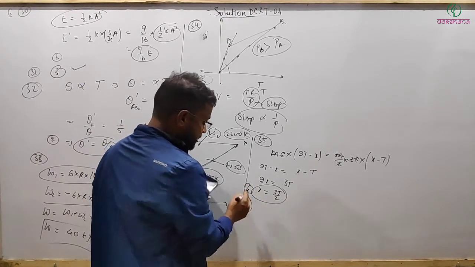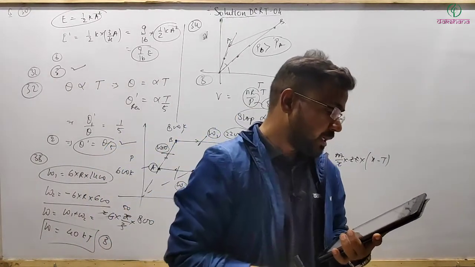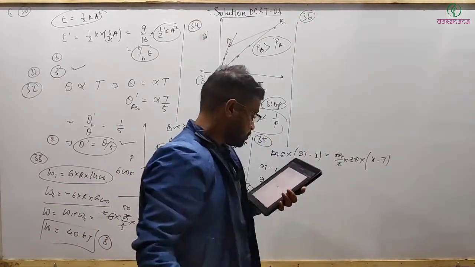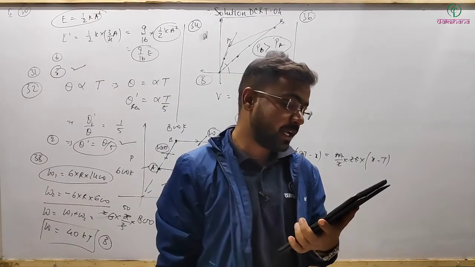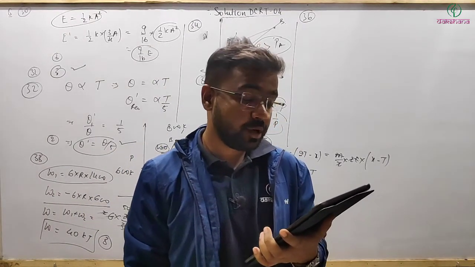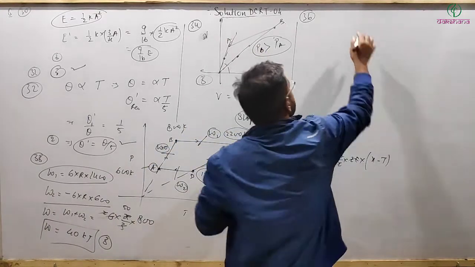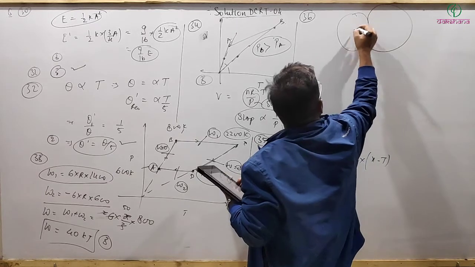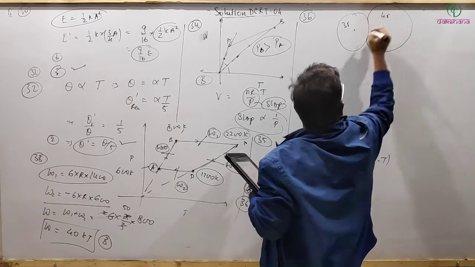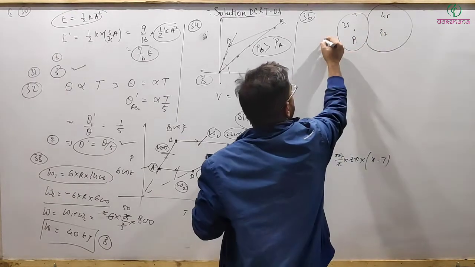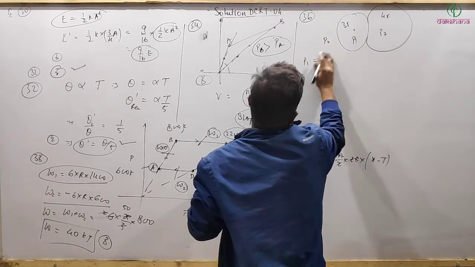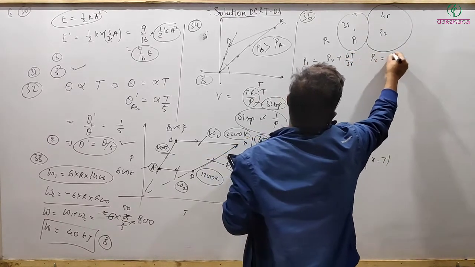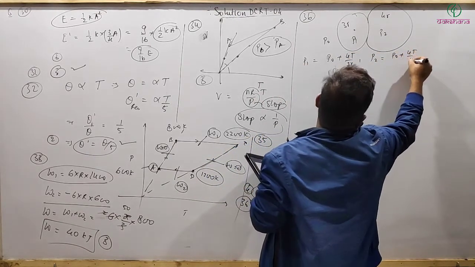Next, question number 36. Here are two soap bubbles, let me solve it here. Two soap bubbles of radii 4R and 3R are in contact with each other. Find the radius of curvature of the interface between the bubbles. So this is 3R and this is 4R. P1, P2, outside P0. So I can write P1 is equal to P0 plus 4T by 3R, and P2 is equal to P0 plus 4T by 4R.